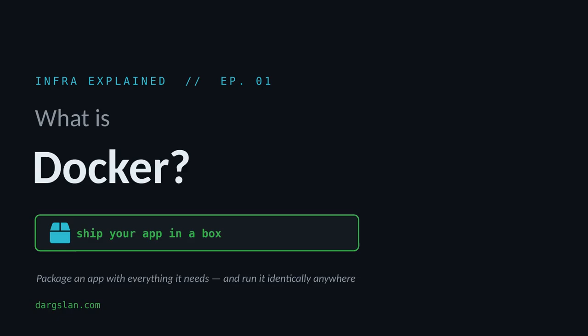Welcome to Infra Explained, the series where we unpack the tools that quietly run modern software. In this first episode, we're tackling a big one, Docker. At its heart, the idea is wonderfully simple. Package your app, along with everything it needs to run, into a neat little box that behaves exactly the same way, no matter where you ship it.